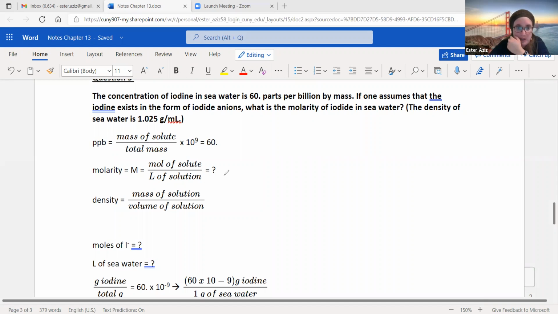So we're talking about the molarity, right? So this is what we need to find, which is moles of iodide. It's because it has here what's the molarity of iodide. So I minus, not I2, divided by liters of seawater. Total liters of that solution.